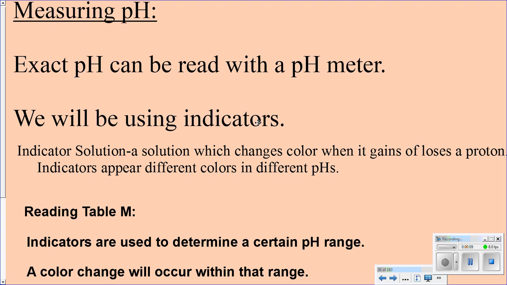pH can be measured exactly with something called a pH meter, but very frequently pH meters can be a little bit fragile, or you might not have one where you are. In our classroom we don't, so we'll be using an indicator solution.